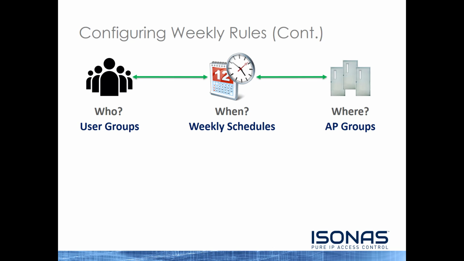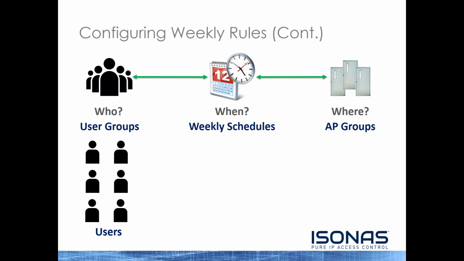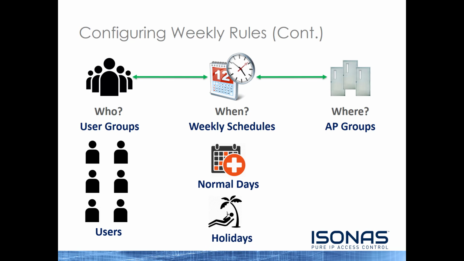So what is in a user group? There are users in the user group. Remember, a user is a personnel record that we assign credentials to. When we put them into a group, they inherit these weekly rules that we configure with these three items. When will they have access is weekly schedules. Weekly schedules have two different types. There's basically normal days, which are regular days on a schedule when people may have access. So if my schedule is Monday through Friday, 6 a.m. to 6 p.m., those are normal days.